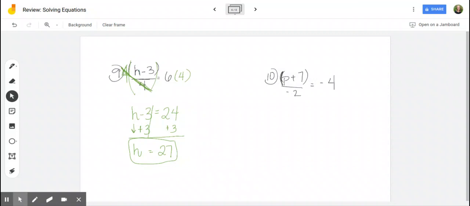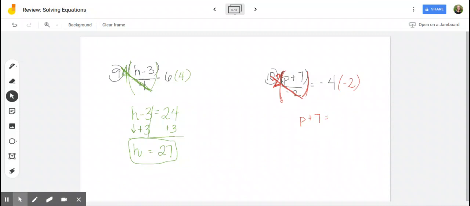So if the left side is being divided by a negative 2 and I need that negative 2 to go away, that means I need to multiply that side by a negative 2. Okay, the number I want to go away is a negative 2, so I have to multiply by a negative 2. But if I do it to one side, I have to do it to the other. Okay, so your negative 2's cancel, and you're left with p plus 7.